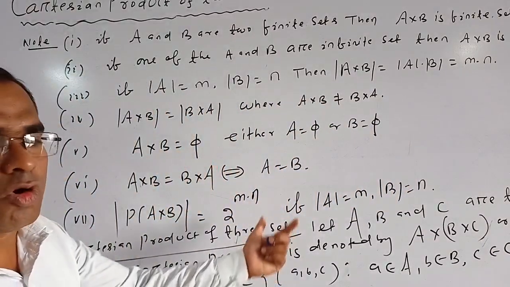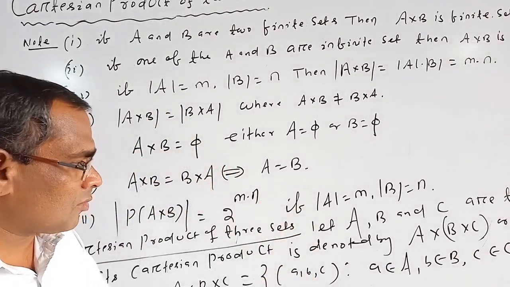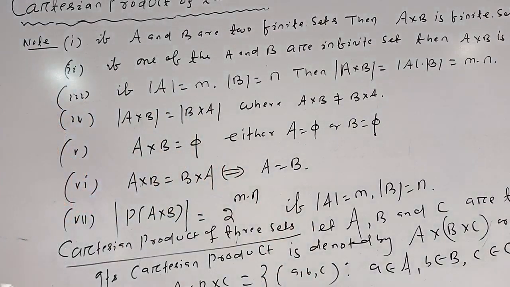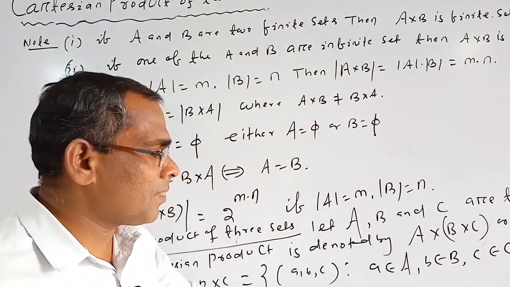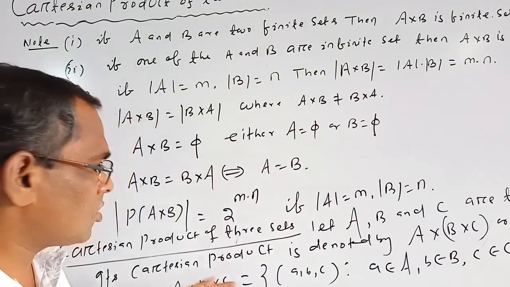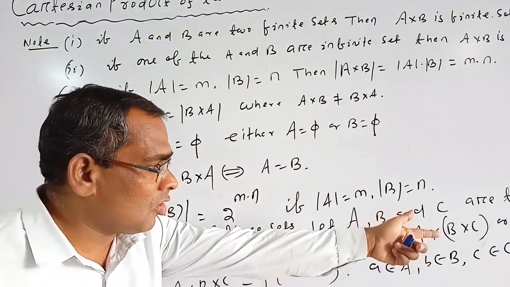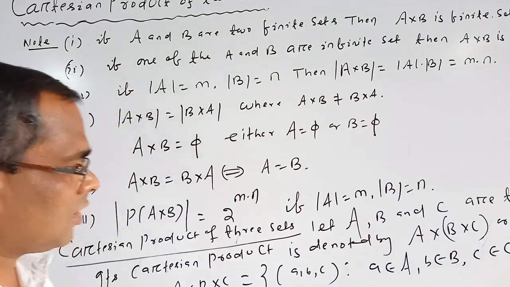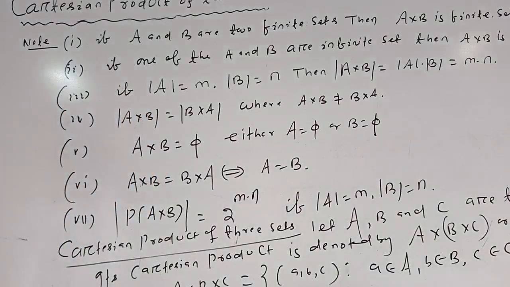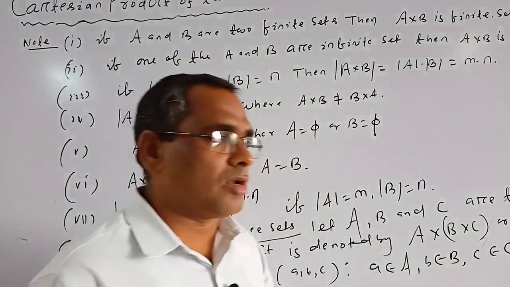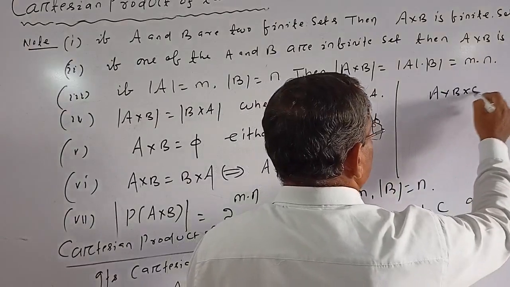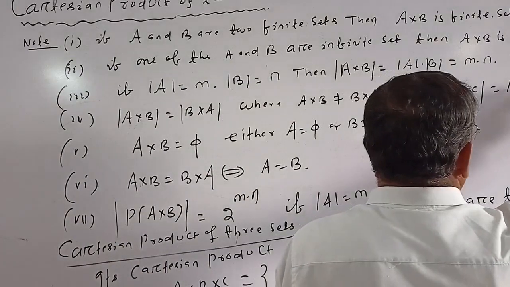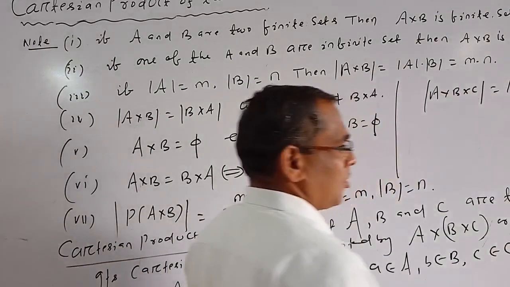So when an element has two components we call it an ordered pair, and when it has three elements we call it a triplet. A cross B cross C is the collection of triplets (a, b, c) so that a belongs to capital A, b belongs to capital B and c belongs to capital C. A cross B cross C is the same thing as A cross of B cross C, or the same thing as A cross B cross C. The number of elements of A cross B cross C is equal to the number of elements of A into the number of elements of B into the number of elements of C.